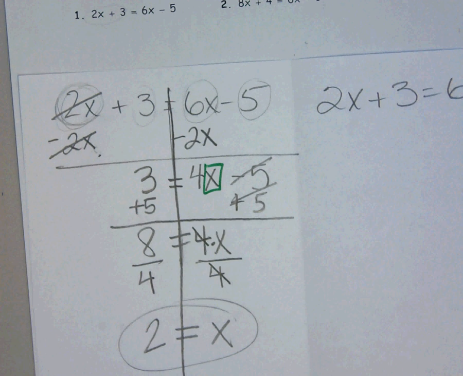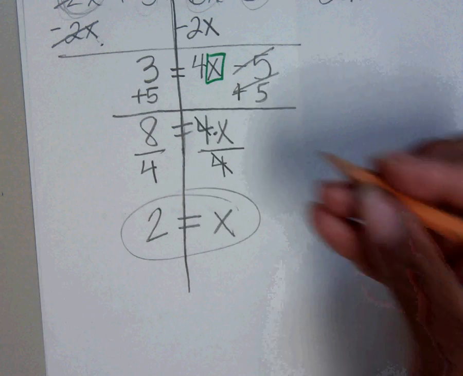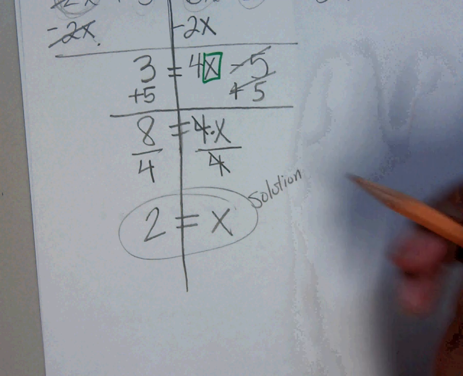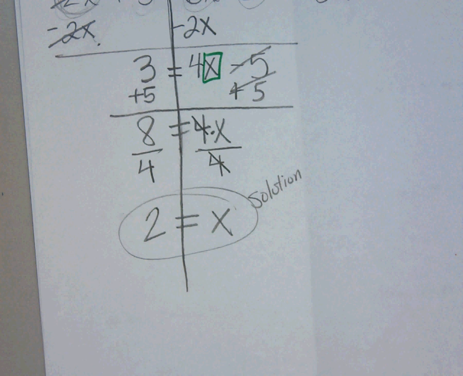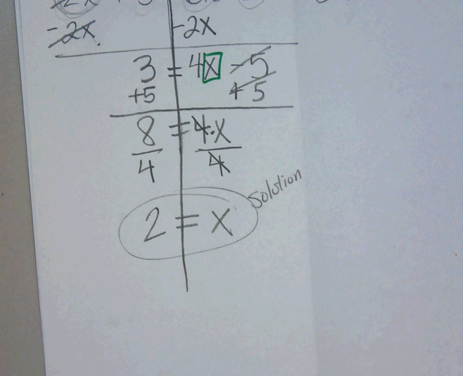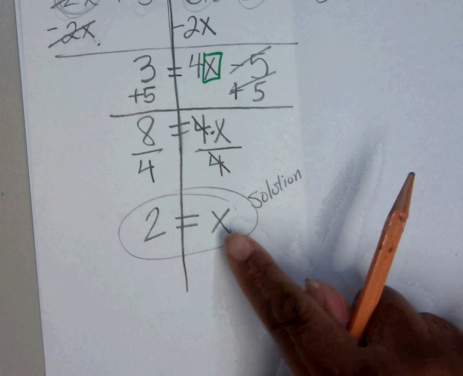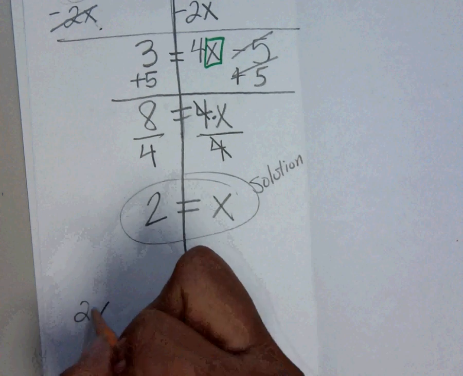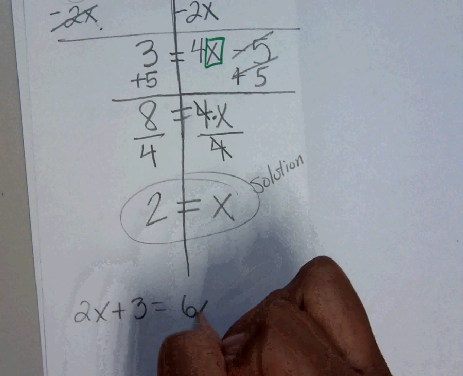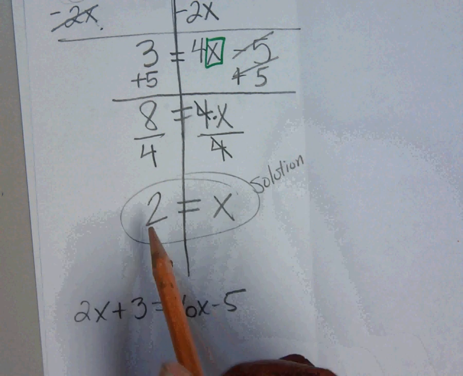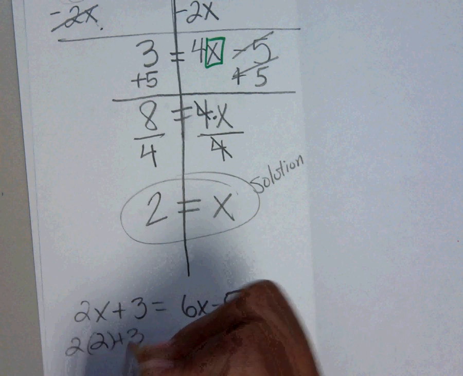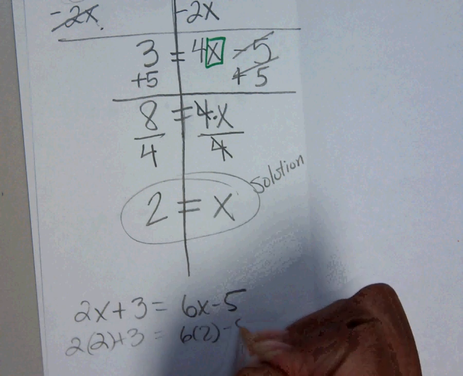So let's check the answer first because we need to check our solution. When I say the word solution, I'm talking about the answer. So no sweat. Solution just means answer. And how do I know that this is correct? Well, let me take my 2x plus 3 equals 6x minus 5 and plug in my solution. So now I can check my solution.